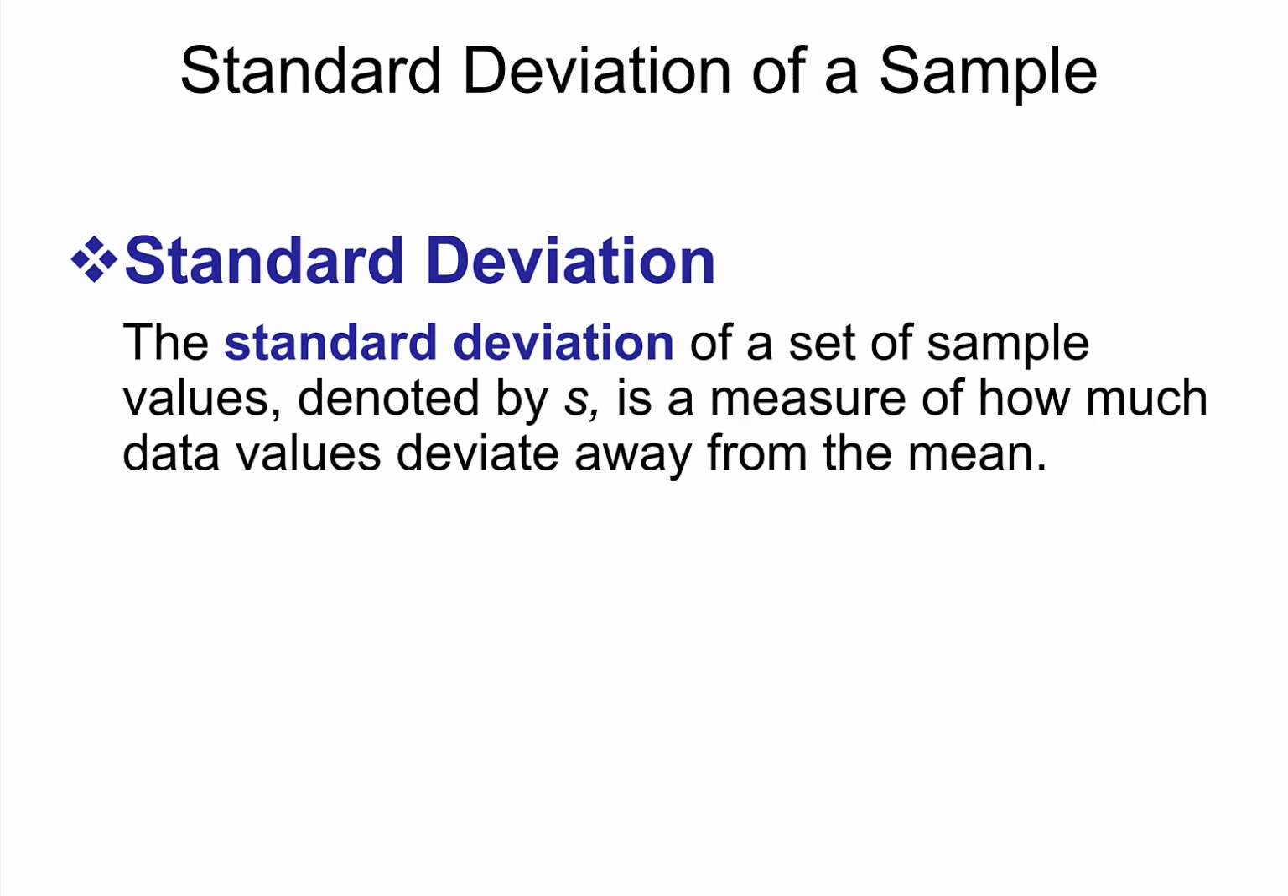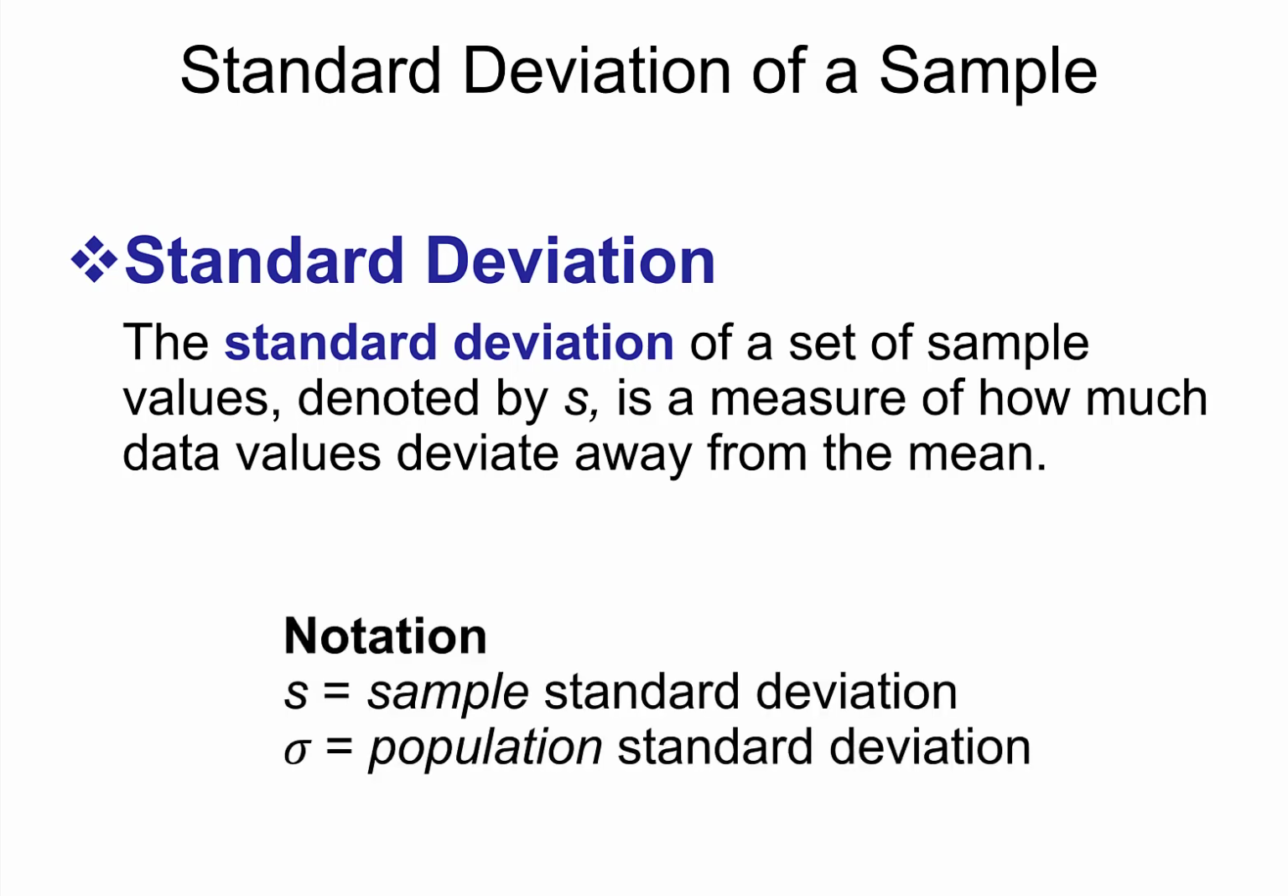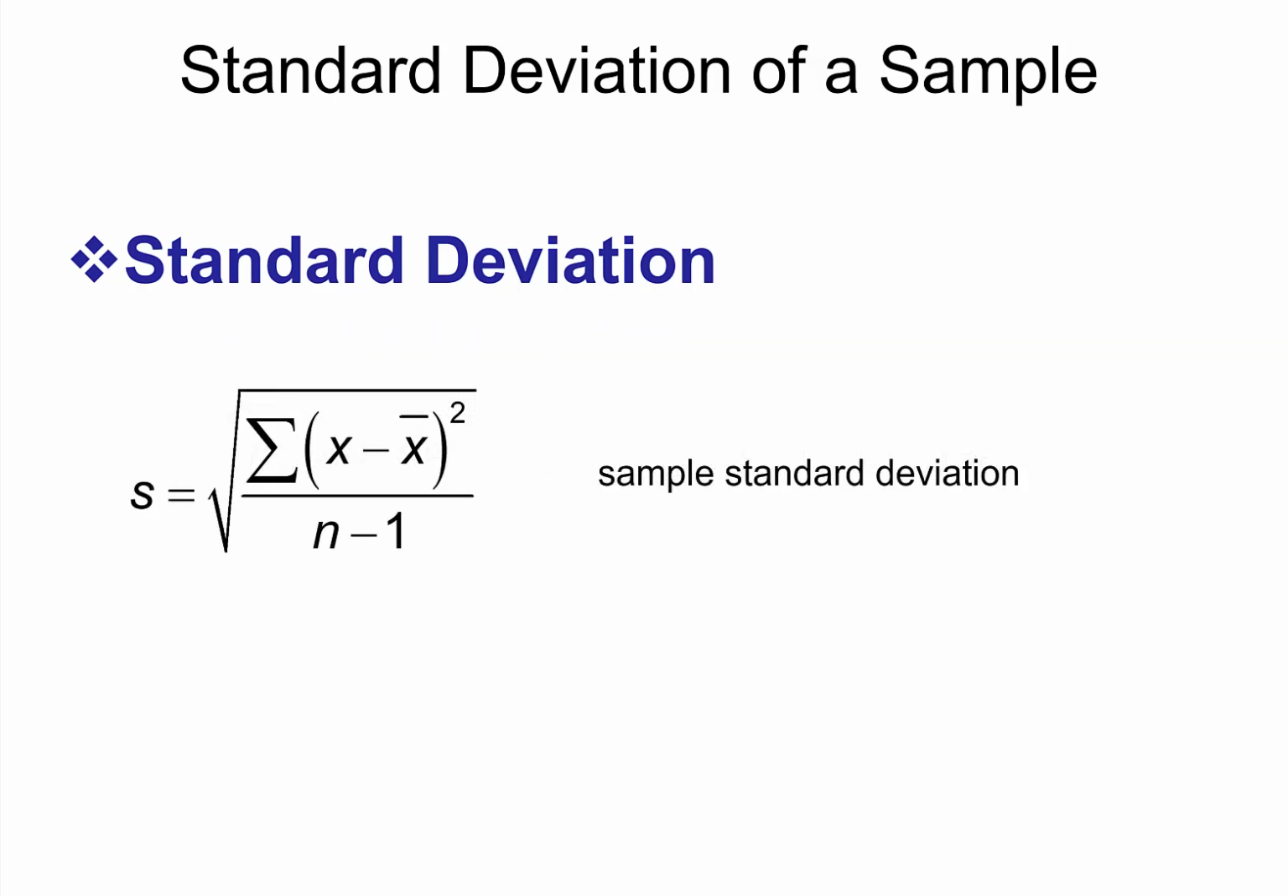The standard deviation of a set of sample values, denoted by s, is a measure of how far each data value deviates from the mean. We're going to use s for the sample standard deviation and the Greek letter sigma for the population standard deviation. The formula for the standard deviation is shown here. We will use technology, but it's important for you to understand where the formula comes from. In the numerator, for each data value, the distance between the data value and the mean is measured. It's squared, they're added up, divided by n minus 1, and then we take the square root.